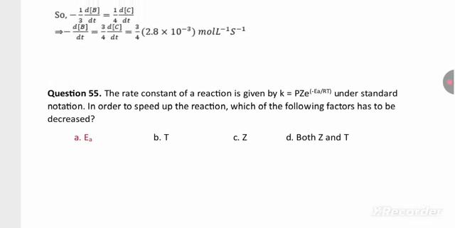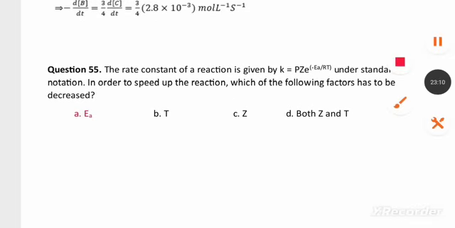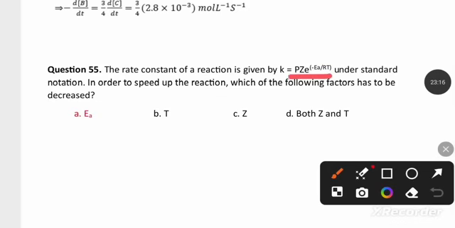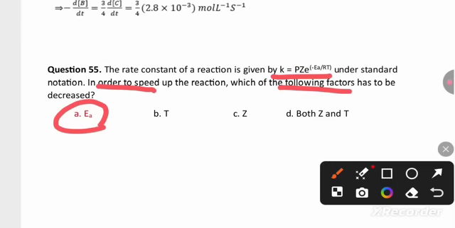In the next question, the rate constant of a reaction is given: K is equal to PZ e to the power of minus Ea by RT under standard notation. In order to speed up the reaction, which of the following factors has to be decreased? If you want to speed up the reaction, the energy of activation you need to decrease.